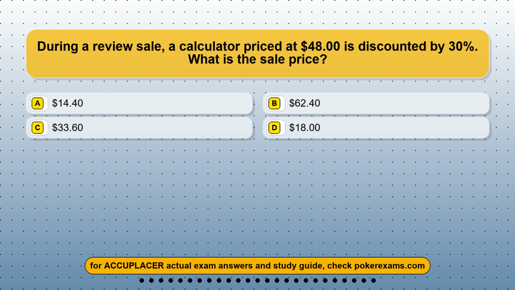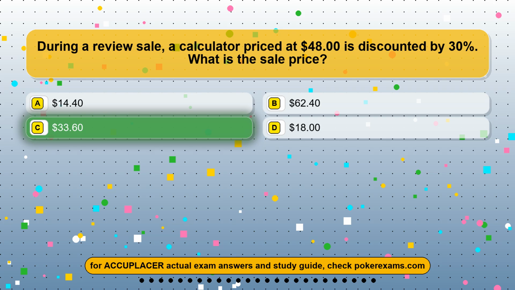Question 17. During a review sale, a calculator priced at $48 is discounted by 30%. What is the sale price? Option A, $14.40. Option B, $62.40. Option C, $33.60. Option D, $18.